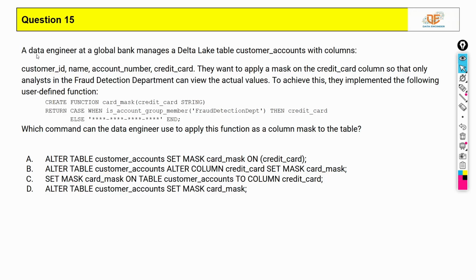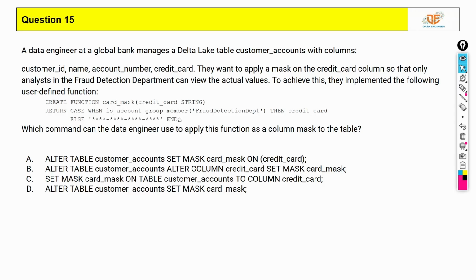Question number 15. A data engineer at a global bank manages a change Delta table over customer accounts with columns customer ID, name, account number, credit card. They want to apply a mask to the credit card column so that only analysts in the fraud detection department can view the actual value. To achieve this, they implemented the following user defined function.